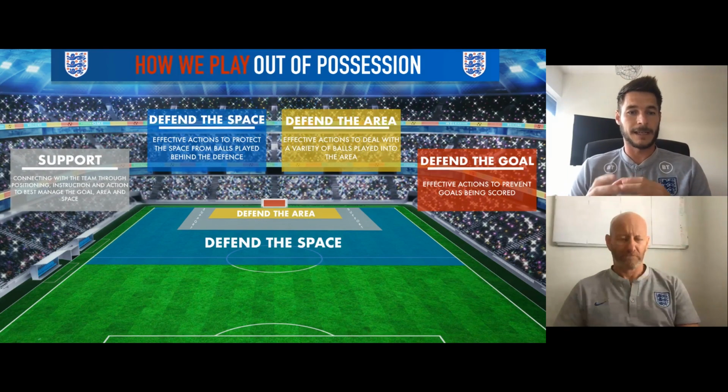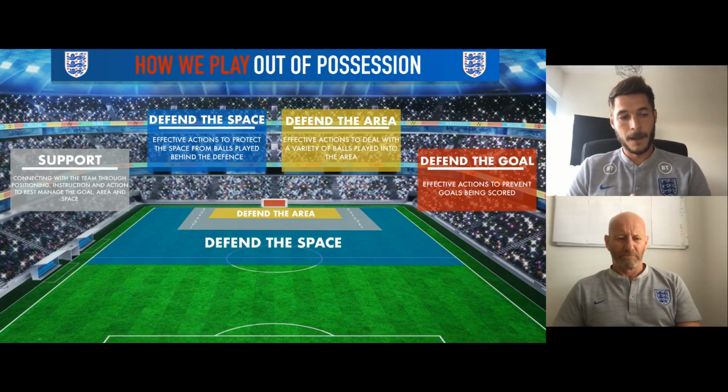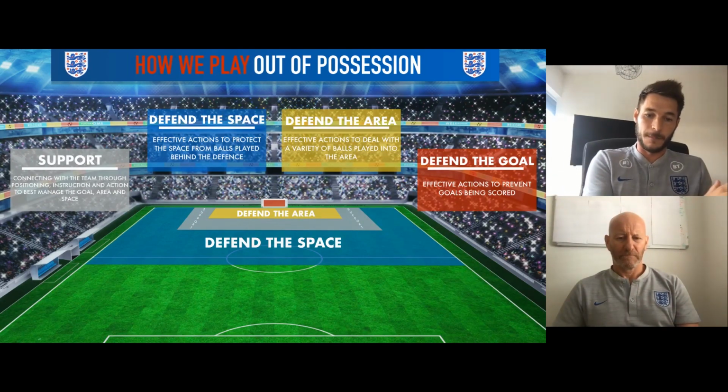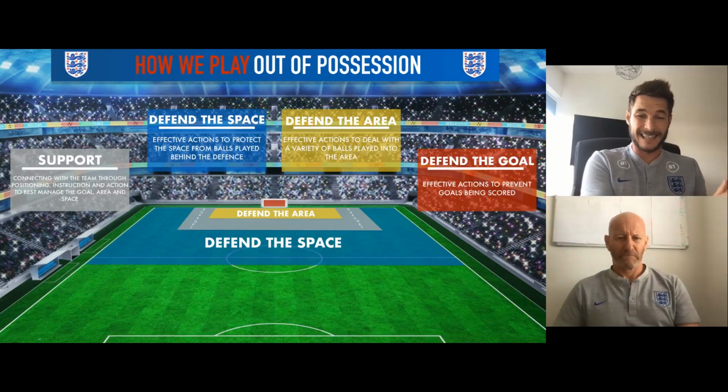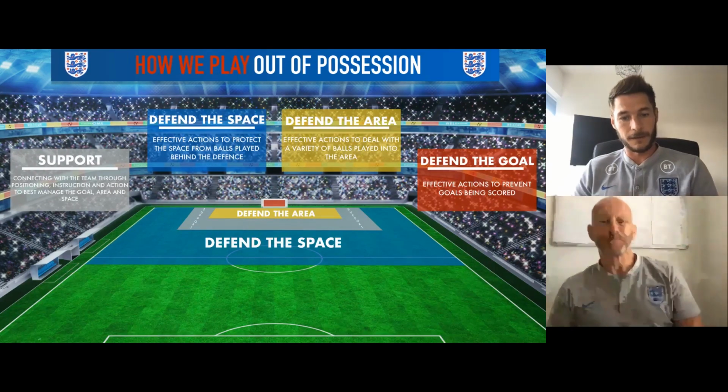Defend the space is effective actions to protect the space from balls played behind the defence. It's quite self-explanatory. Quite a lot of the times people will look at Manuel Neuer as a goalkeeper who probably defends the space really, really well. If you're a high press team and your back four is really high at times, and your goalkeeper's deep, that space becomes big and you're almost telling the opposition to play it in there for quick forwards to get in behind. So make sure we're defending the space properly.